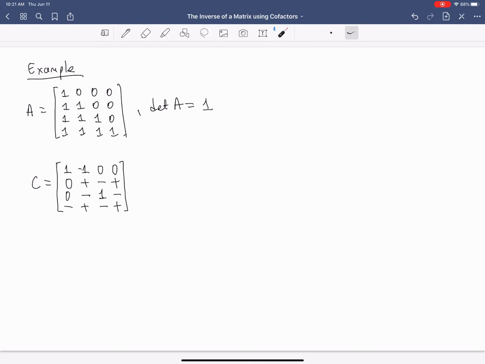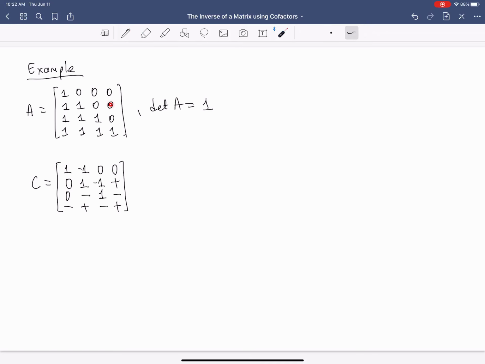Then I go to this position. I remove that column and that row. I just get a lower triangular matrix with 1s along the diagonal. So the determinant is a 1 with a plus. Then I go to this position here, removing the column, removing the row. The determinant again is 1, but I have a minus, so it should be negative 1.